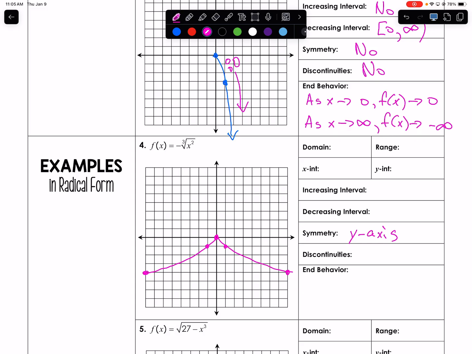What's the domain? All reals. How about range? You can write it like this too. I don't really care. Isn't that easier to write it like that? As long as I know you know what you're talking about, I'm fine with how you write it. Yeah, I just expose you to all the different ways to write it because you may see it in future math classes.